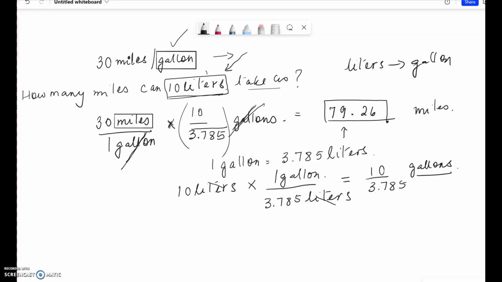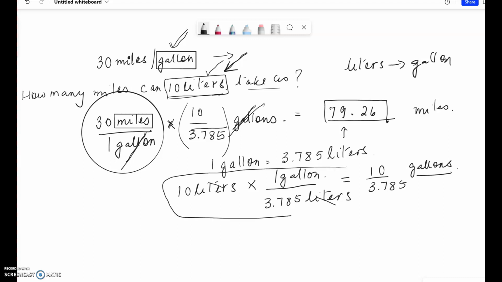Notice that the way we were measuring the amount of gas was in gallons here, and we were given the amount of gas in liters. So the first thing we did was changed the liters to gallons by using the conversion equation. And once we got our quantity in gallons, we multiplied that with 30 miles per gallon. And this is the number of miles that we can go. This is the distance that we can travel with 10 liters.